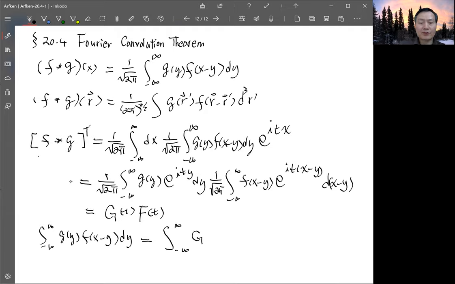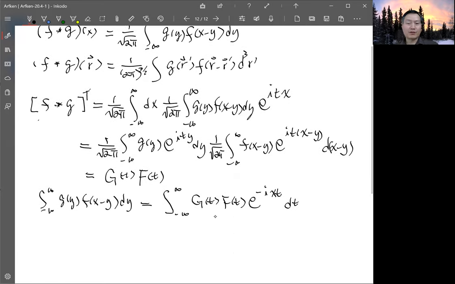integration. So you have g(t), f(t), and e to the minus i x t dt. Okay, so this is another way to write down the convolution theorem: the Fourier transform of the convolution is given by the product of the Fourier transforms of the two functions.